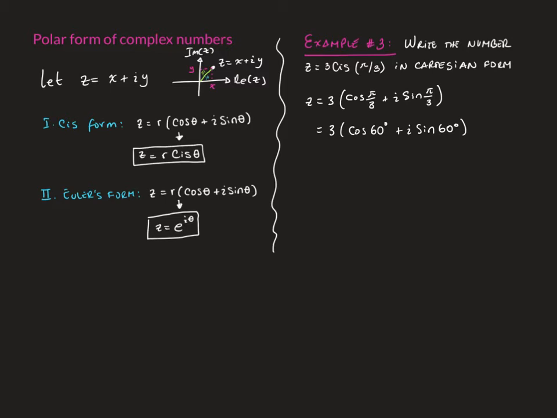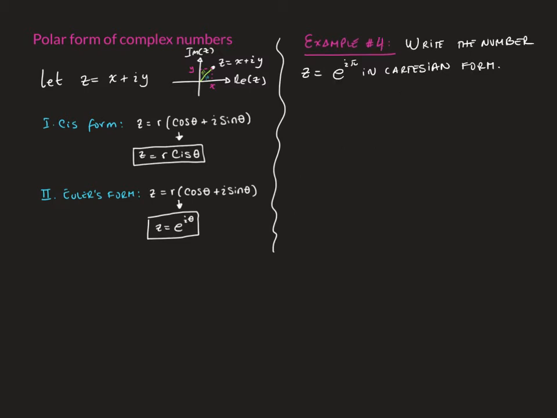Now we know that the value of cosine of 60 degrees is going to be 1/2, and the value of sine of 60 degrees is going to be √3/2. So the final answer in Cartesian form, this number is 3/2 plus 3√3/2 i.